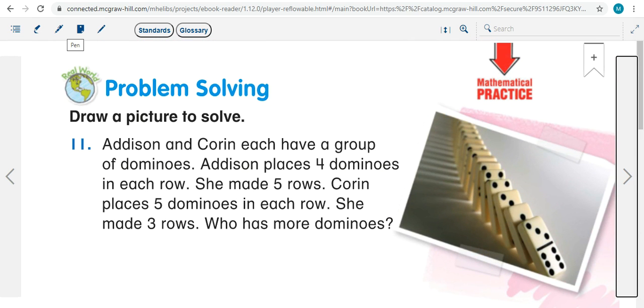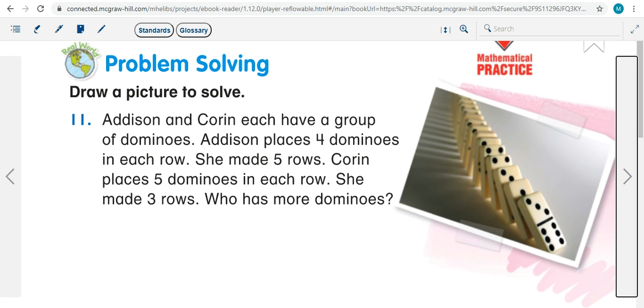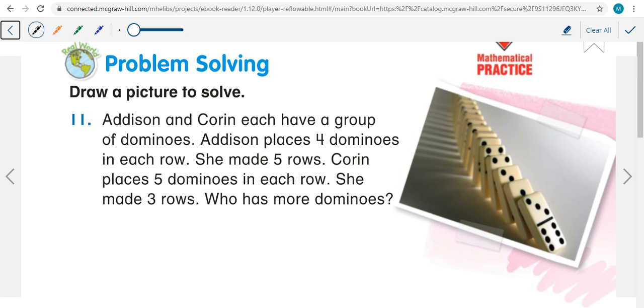Addison and Corinne each have a group of dominoes. These ones are dominoes, the picture that you see in your book. Addison places 4 dominoes in each row. She made 5 rows. Corinne placed 5 dominoes in each row. She made 3 rows. Who has more dominoes? So, how are we going to solve this?